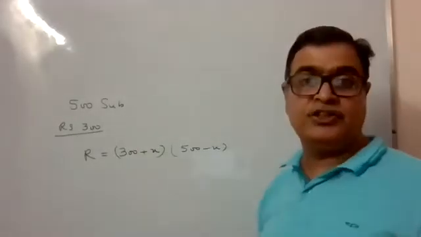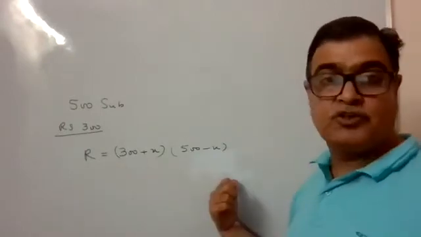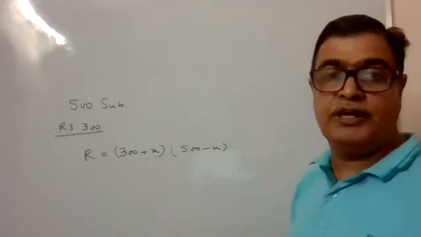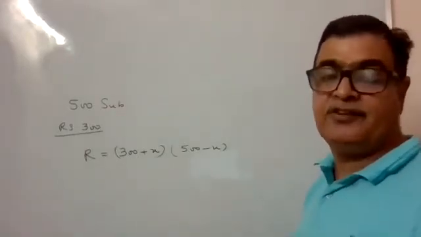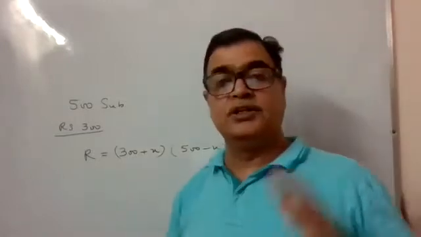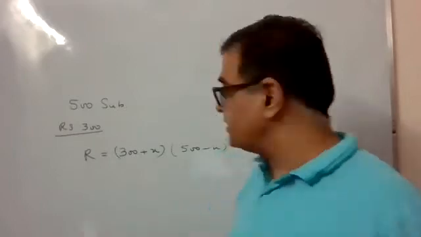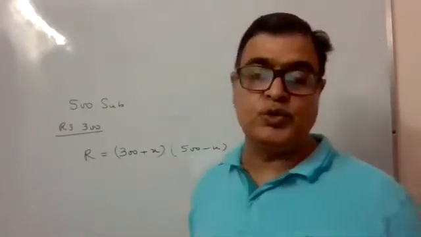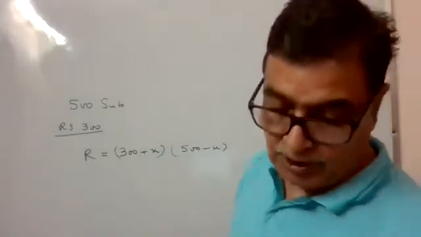Now they want the maximum revenue, and the revenue formula is already there. Calculate dR by dx, equate to 0 to find the x value, and then take the second derivative. You will find the maximum revenue easily. So this question you can now complete. This question I am leaving to you.